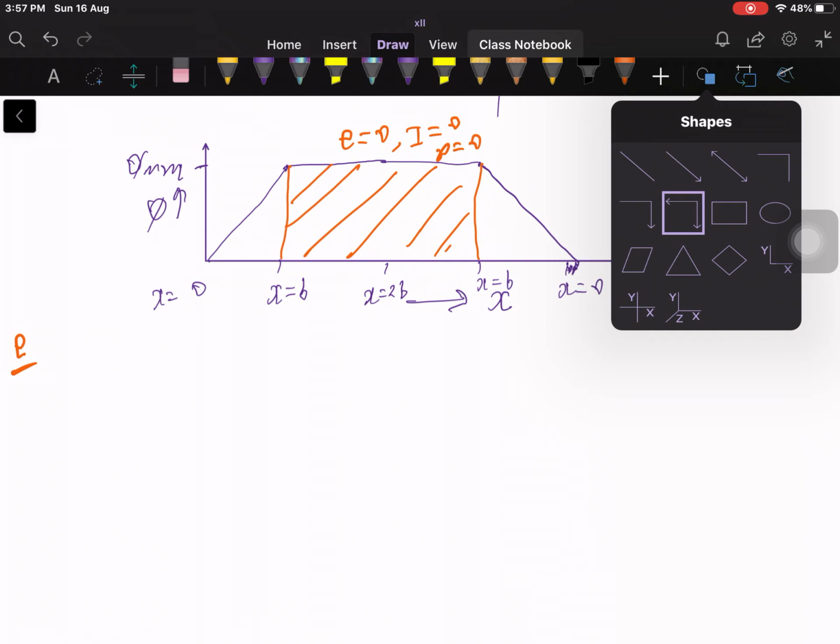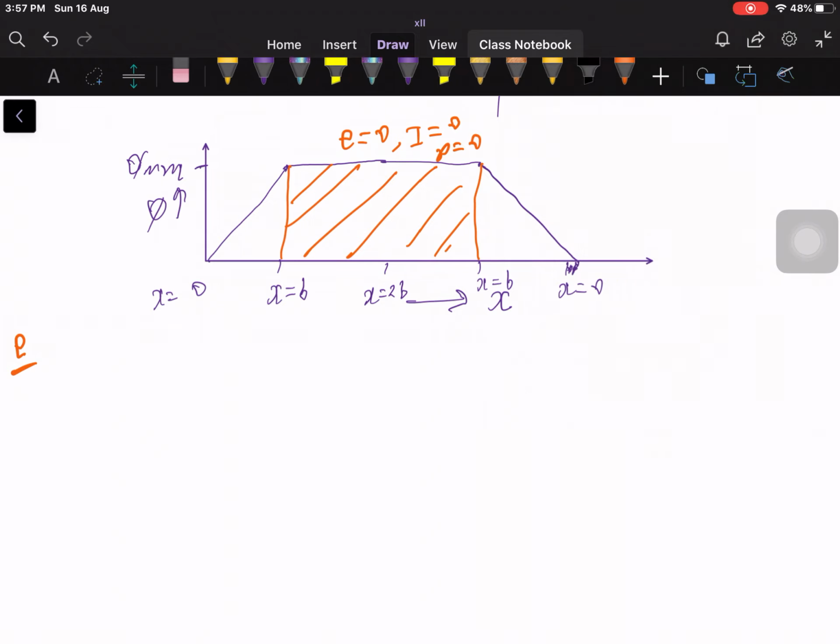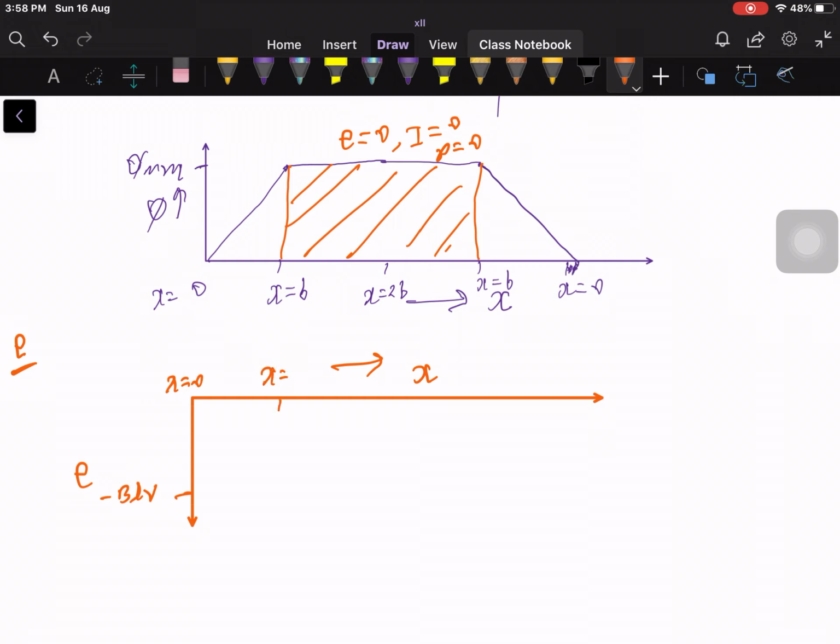In the third quadrant, it will be like this, and here it is x. This is now the maximum, that is minus BLV. Okay, it is induced EMF. So when x is equal to 0, it is x is equal to 0. This is x is equal to B. Sorry, x is equal to B. Here B is used, and here it is x is equal to 2B. Then x is equal to B again, and this is x is equal to 0 again.